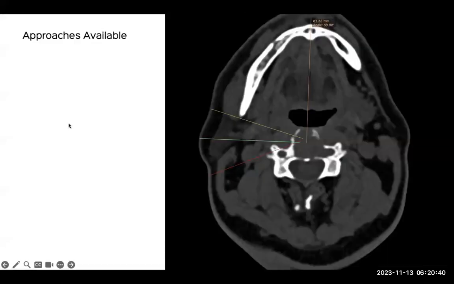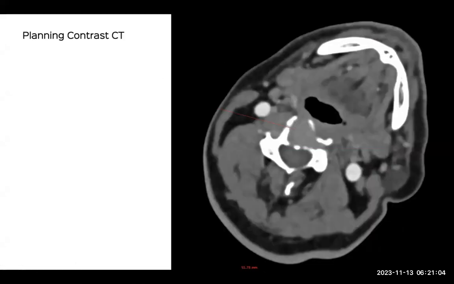Now, what are the approaches? You could actually go transoral, but that's not something the radiologists do. Plus, you have to use anesthesia with an endotracheal tube and all of that. Then you have the yellow line, which is retromandibular. You can go retrocarotid, and then you can just use a posterolateral approach, just anterior to the foramen transversarium.